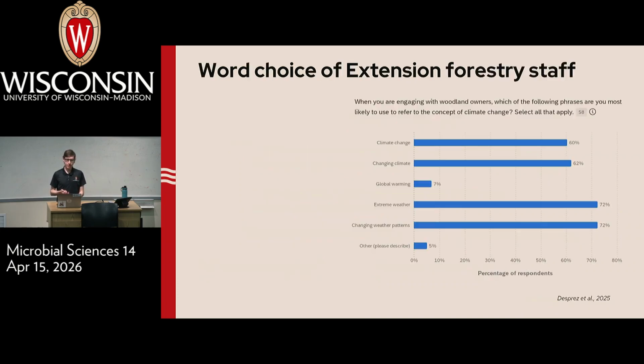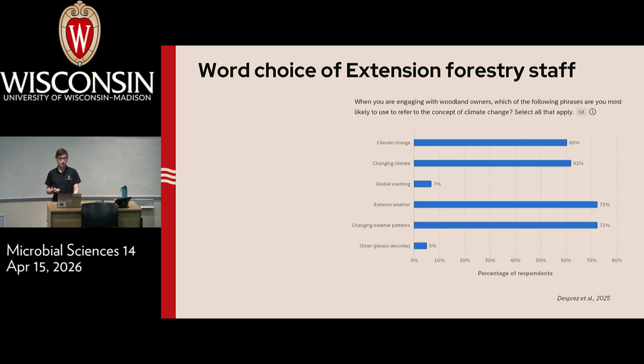Last year, I had the opportunity to also run a survey of Extension forestry staff across the Midwest and Northeast. And I wanted to include a question, how are you actually talking about climate change? And so here are the results from that. So top two bars are climate change and changing climate. So about 60% of Extension forestry staff are using those terms, but more, 72% are talking about extreme weather and/or changing weather patterns. And hardly anyone is using the phrase global warming.